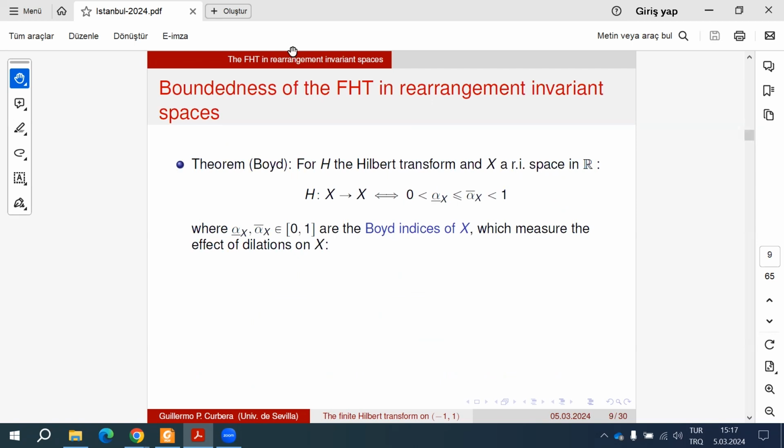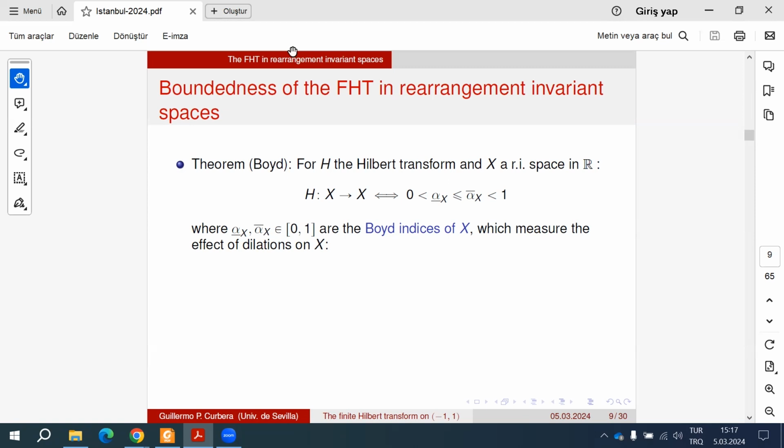There was a very important theorem, I think from 1967, of Boyd, which studied when the Hilbert transform on the full real line maps a rearrangement invariant space X into X. Remember that if we had Lp here, this was p between 1 and infinity. Now, in this case, these two indices have to be strictly larger than 0 and smaller than 1. These two indices are very important for many applications and are called the Boyd indices.